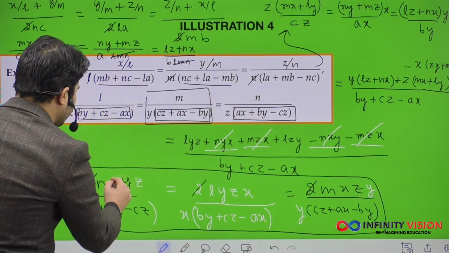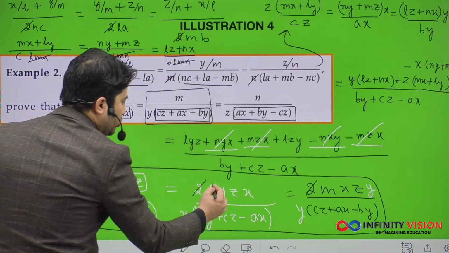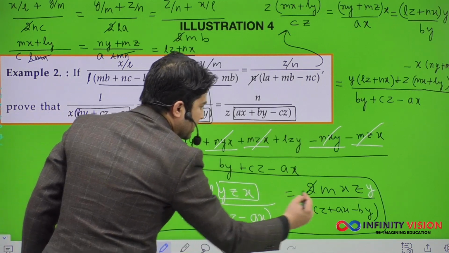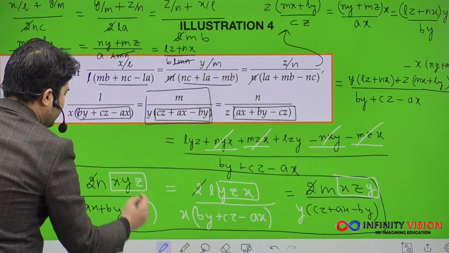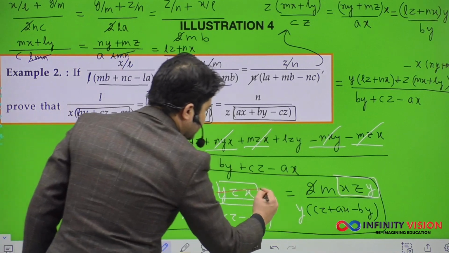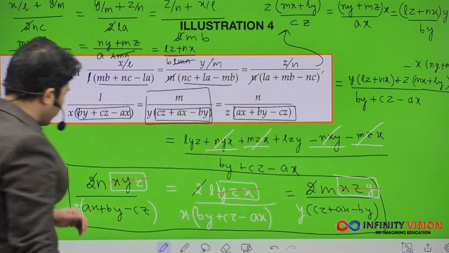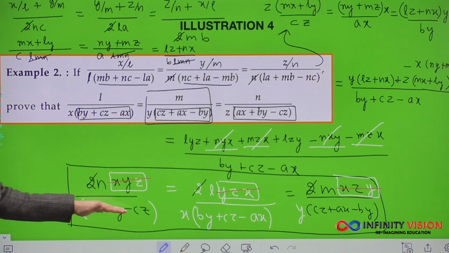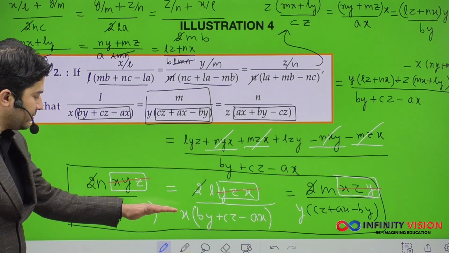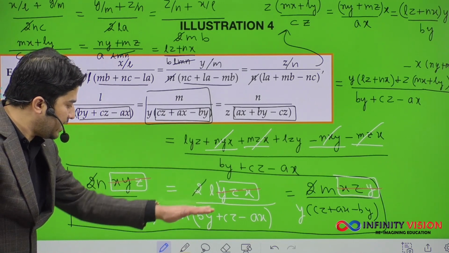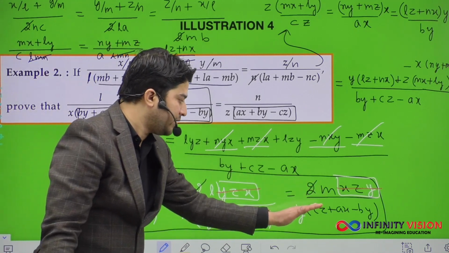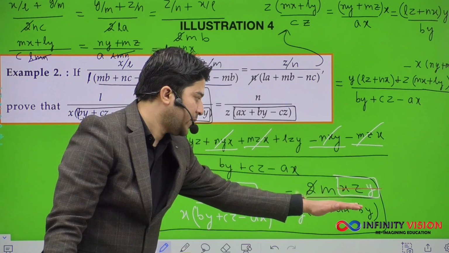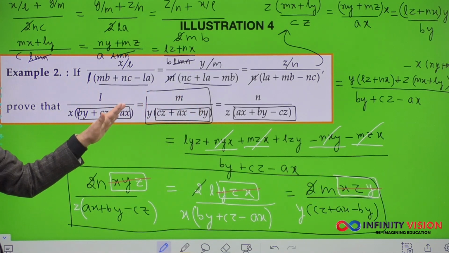Now if you see, you have xyz, you have yzx, and you have xzy. So these three can be cancelled, and what you got is n by z into ax plus by minus cz equals L upon x into by plus cz minus ax equals m by y into cz plus ax minus by, which is your desired equation.